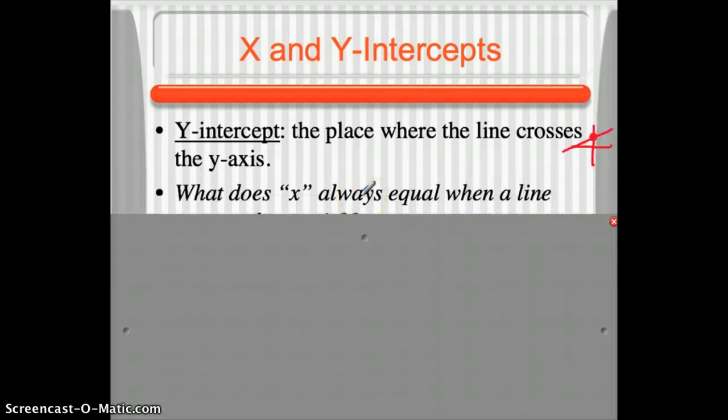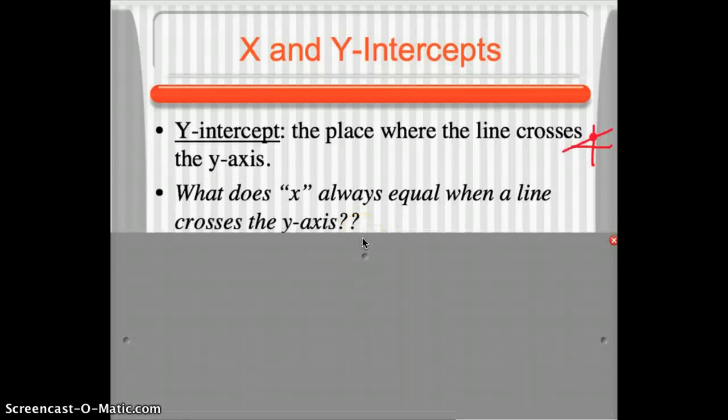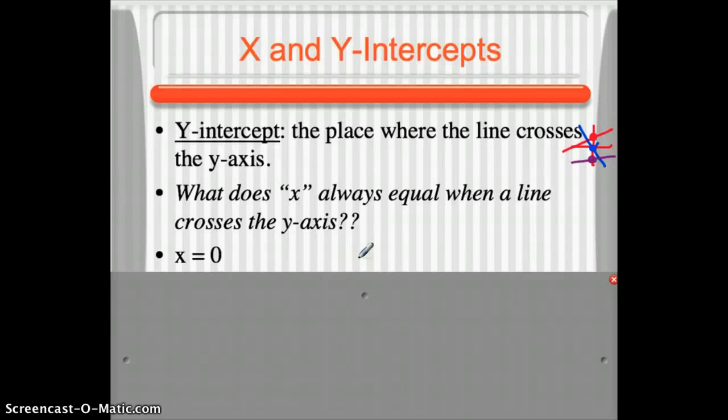I want you to think about it. What does x always equal when a line crosses the y-axis? What's the value of x? No matter where that line crosses, x always equals the same thing. I hope that you said x equals 0. That's going to be very, very important. At the y-intercept, x equals 0.